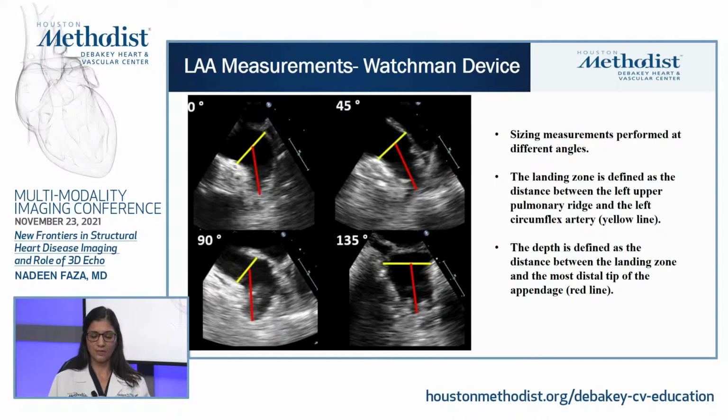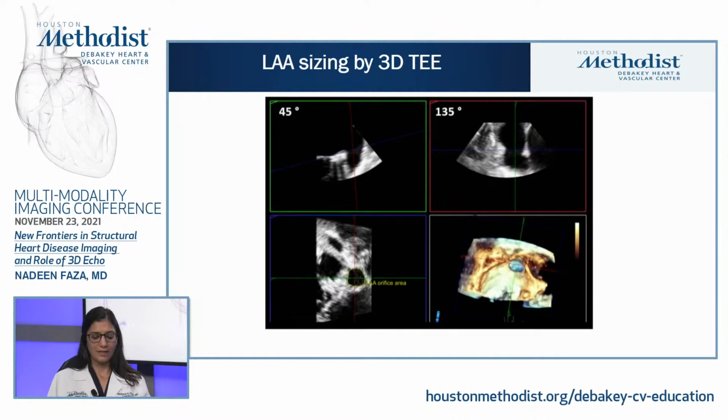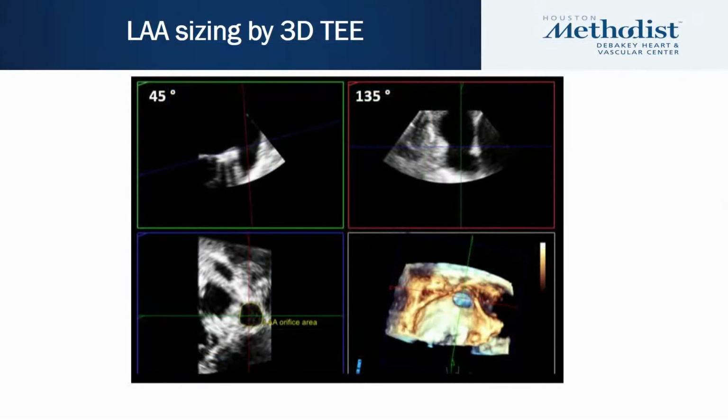Again, it's important to visualize the left atrial appendage and make sure that you're visualizing the tip, because that will impact your measurement of the depth. Left atrial appendage sizing can also be performed by 3D TEE imaging. You want to obtain a 3D image of the left atrial appendage. Then you're able to get an en face look at the orifice area, and you can get your dimensions of the landing zone using 3D imaging.